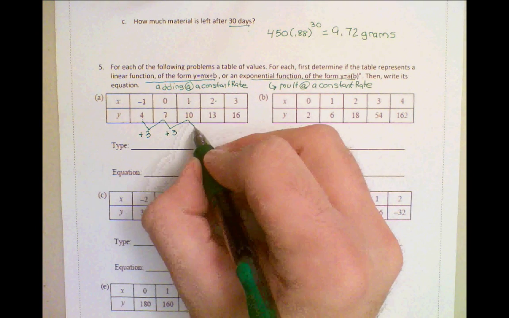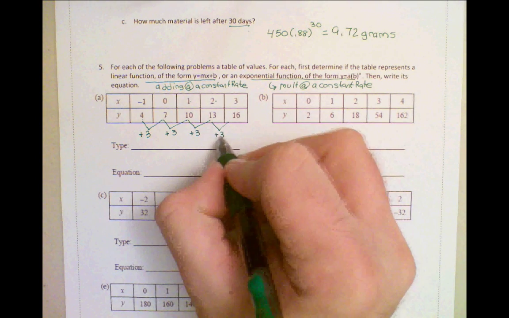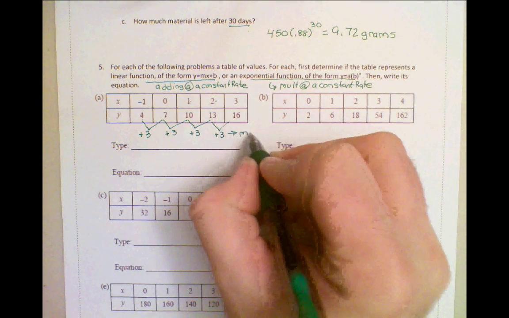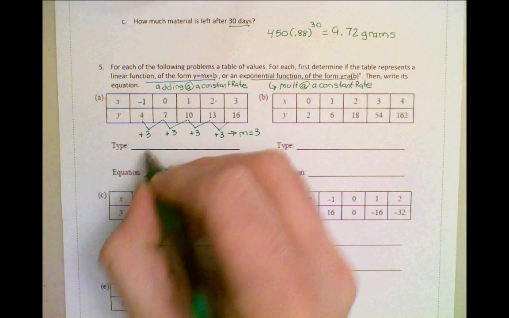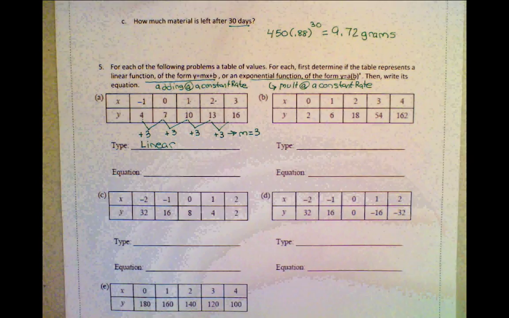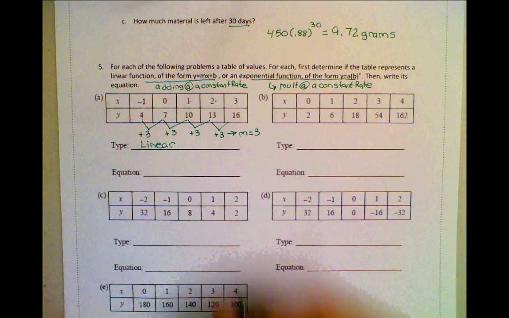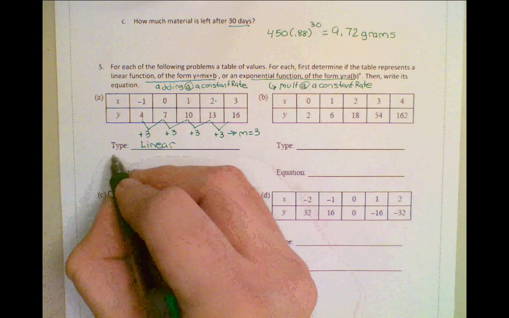If you start noticing, I'm adding 3 to every single one of these. Okay? This basically means our slope is going to be 3. Because it is constant for everything, it is going to be a linear function. So what we need to do from here is solve the equation.